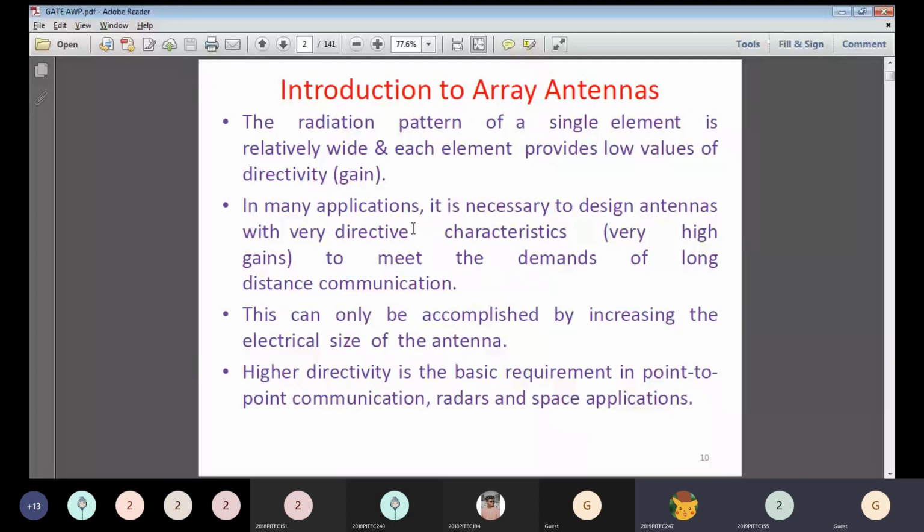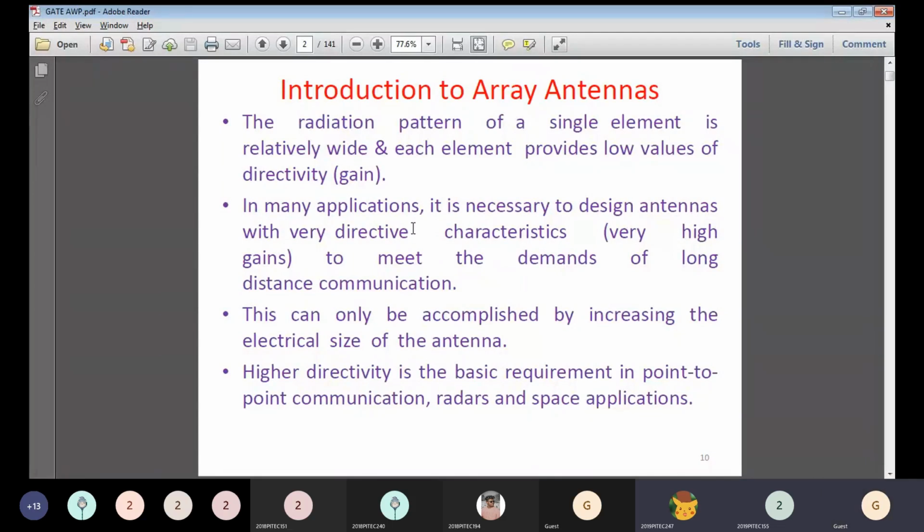Once again, what are antenna arrays? It is a system of similar antennas oriented similarly to get greater directivity. That is called an antenna array.